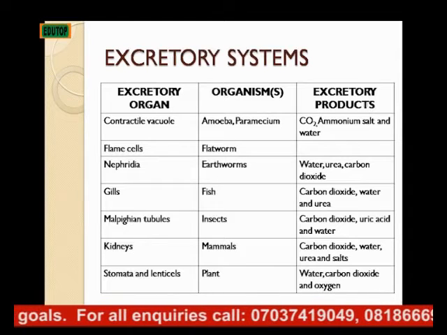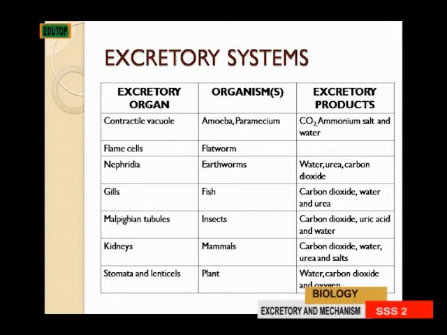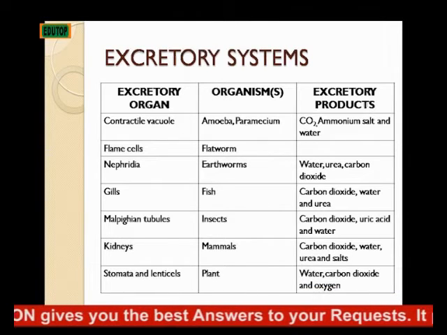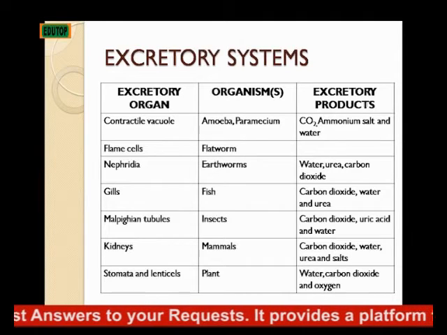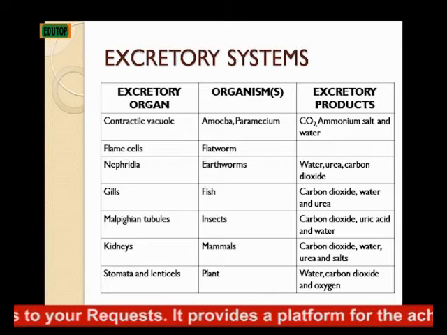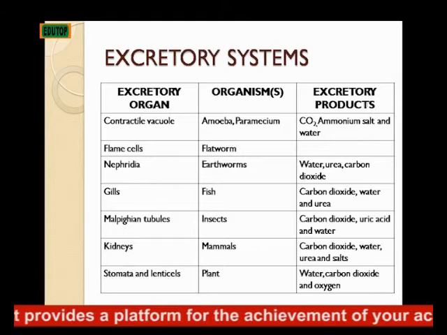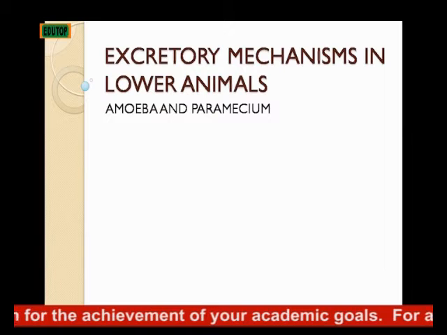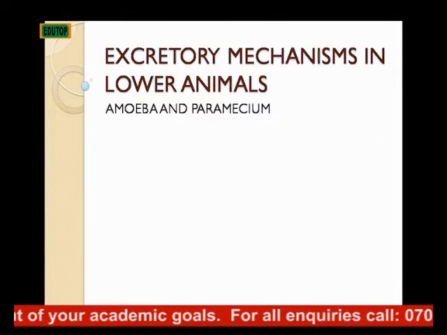Then in insects, the excretory organ is the malpighian tubule, and the excretory products are carbon dioxide, uric acid, and water. In mammals, the excretory organ is the kidneys. Then the excretory products we have are carbon dioxide, water, urea, and salt. In plants, the excretory organs are the stomata and the lenticels, and the excretory products are water, carbon dioxide, and oxygen. So we'll now be talking about the excretory mechanisms, the details of excretion in lower animals.